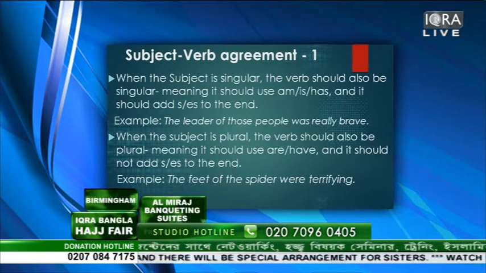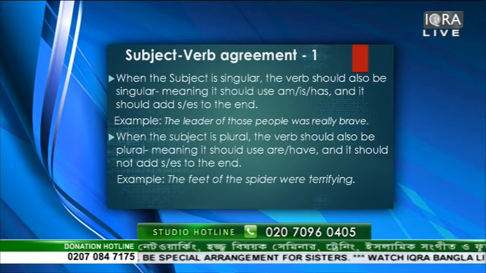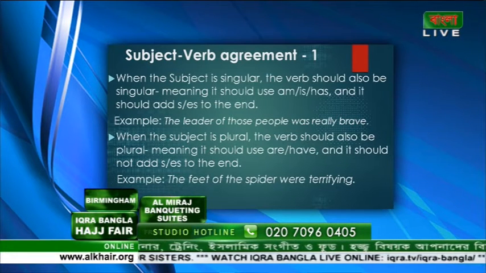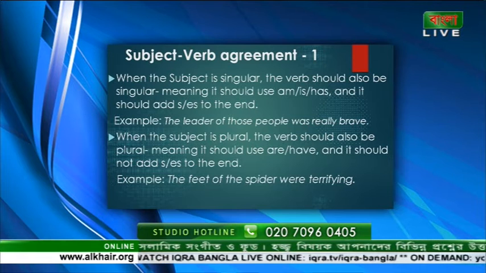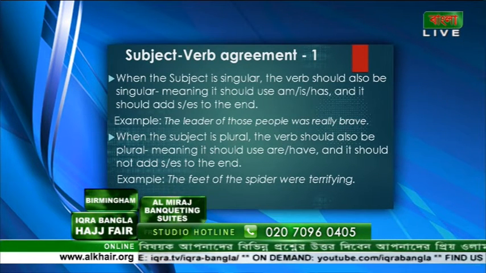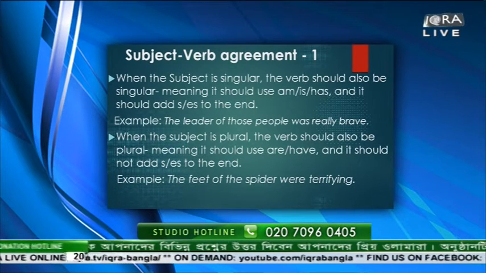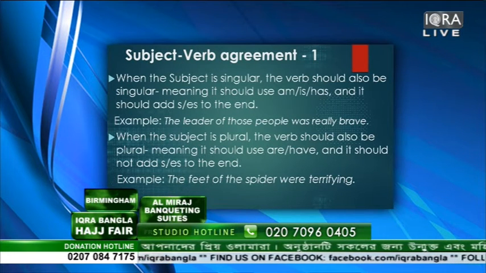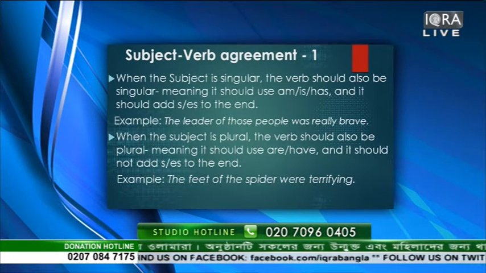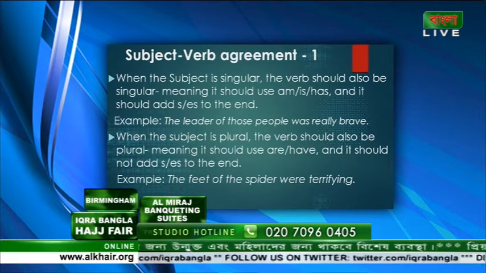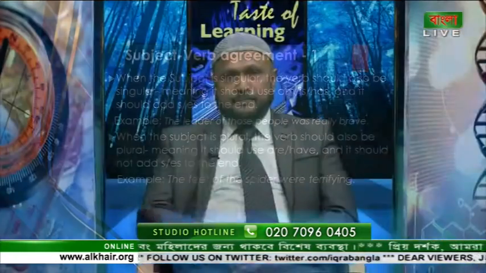Okay, the second rule is when the subject is plural, the verb should also be plural, meaning it should use are, have, and it shouldn't add s or es to the end. So you have to remember these things: when a subject is plural, the verb should also be plural, and it shouldn't add s or es to the verb.